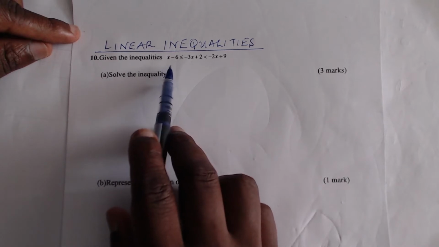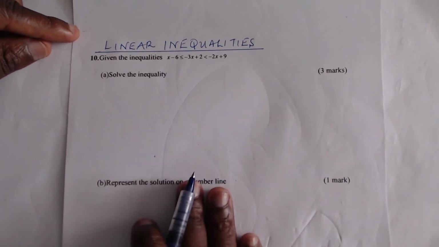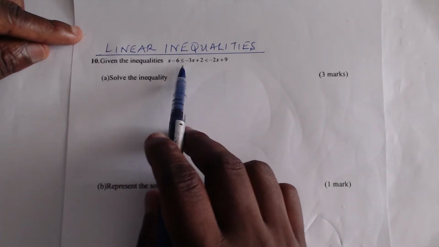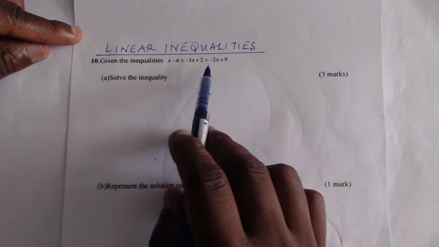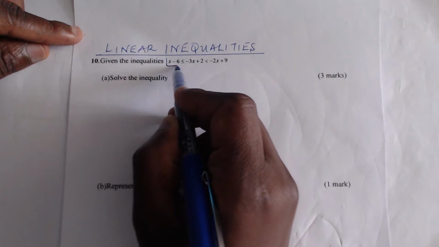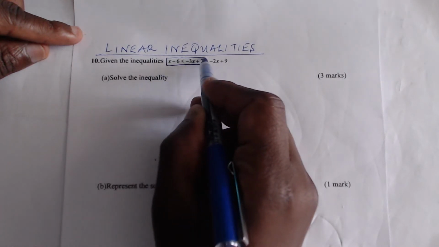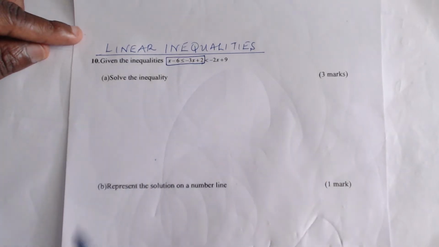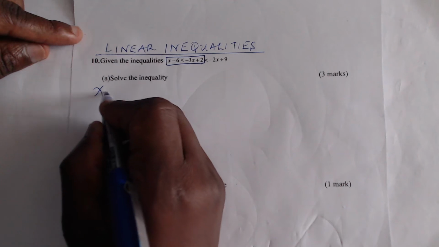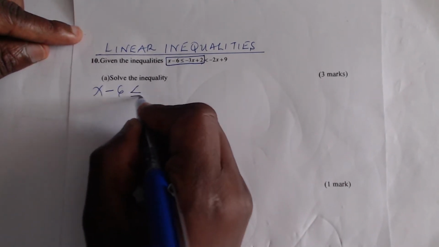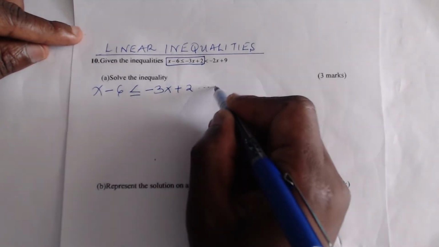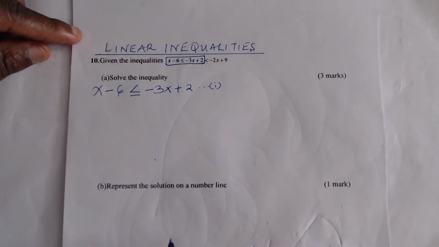So we shall begin by solving this inequality. This one is a combined inequality, so we need to extract two inequalities here. The first one we shall extract from this point up to that. So you have x - 6 ≤ -3x + 2. That is the first inequality.